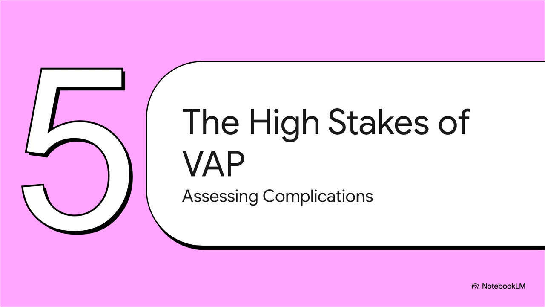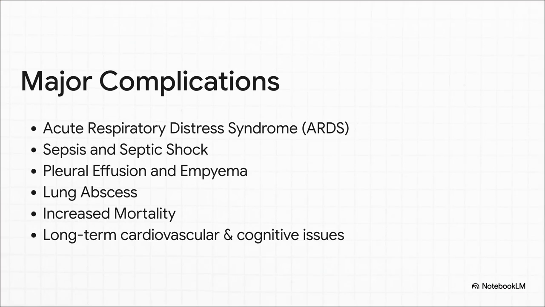So why all this fuss? Let's take a hard look at the consequences of VAP. Understanding the potential complications really drives home why this is such a critical battle to win. The fallout from VAP can be devastating. It can spiral into acute respiratory distress syndrome, ARDS, or a body-wide infection leading to sepsis and septic shock. It can cause localized damage, like fluid buildup in the chest or even lung abscesses. It significantly increases the risk of mortality. And even for those who survive, the story isn't over. Many face long-term problems, like cognitive deficits and a higher risk of future cardiovascular trouble.